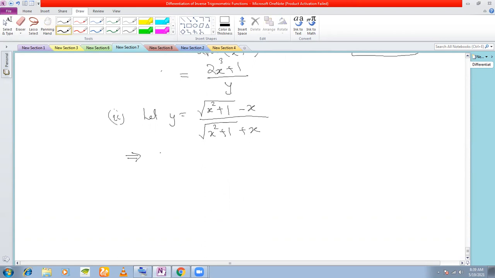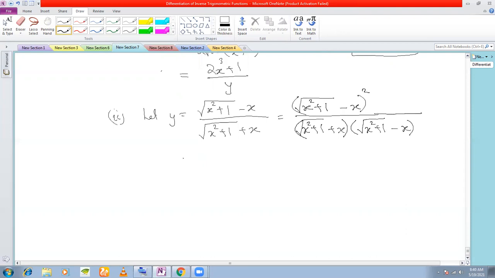So what you do here is, start here only, root over of, you multiply the numerator and denominator by root over of x square plus 1 minus x. We get root over of x square plus 1 minus x whole square. And the denominator you get root x square plus 1 plus x into root x square plus 1 minus x. Okay. So now here in the numerator, you keep this as it is. We'll see whether we can work with this. You can expand also, no problem. But let's see if I can work with this while differentiating.